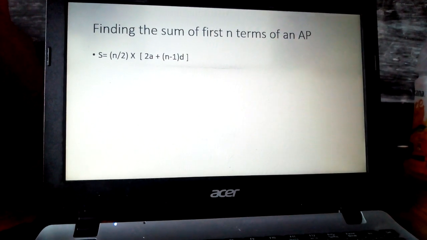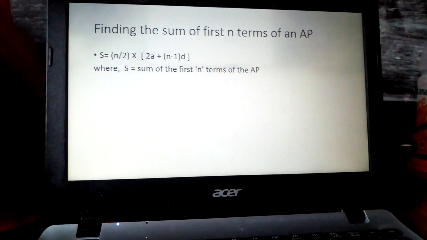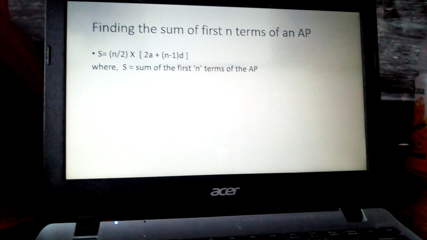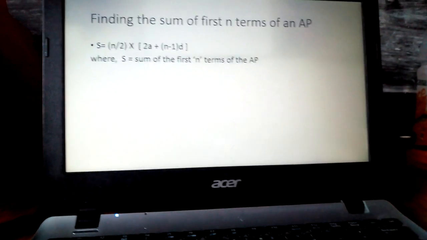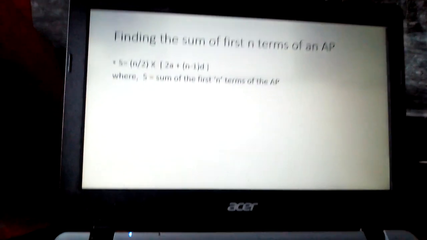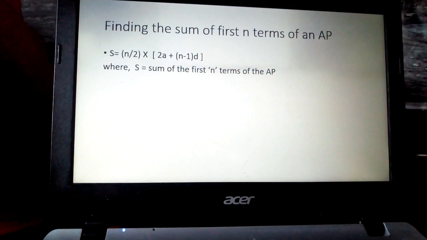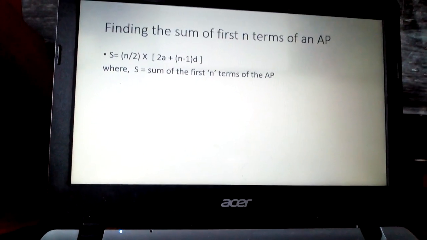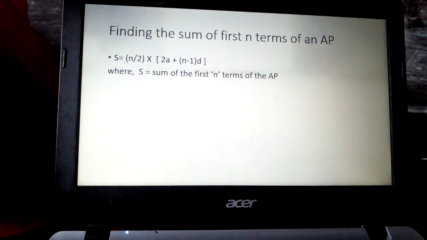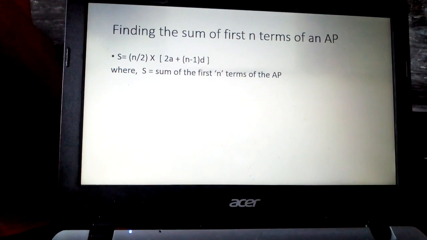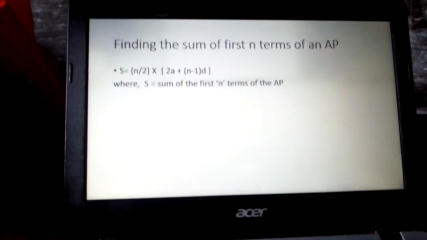Let us first understand the meanings of the various terms that we have used in this formula. S is equal to the sum of the first n terms of the AP. Keep in mind that first of all you have to determine that the series is indeed an AP. Once you have determined this, then only you can move forward, because this formula is not applicable on those series which are not APs. It is applicable only on those series which are arithmetic progressions.